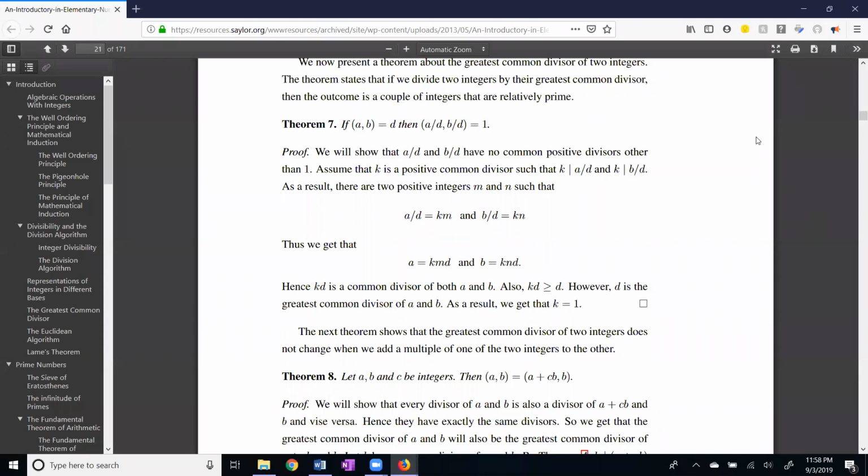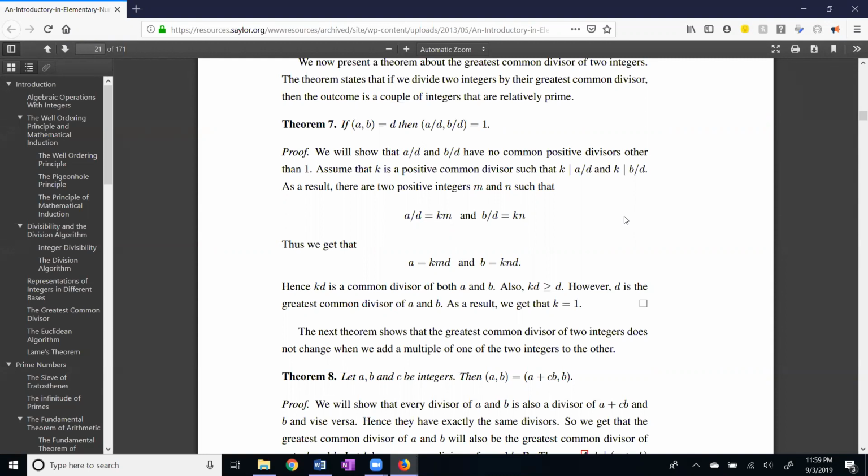Looking at the proof here, we have A over D and B over D. And we're going to show that for these two numbers, the only positive divisor is 1. So we're going to take a number K and let it be a positive common divisor of A over D and B over D. That is, K divides A over D and K divides B over D.